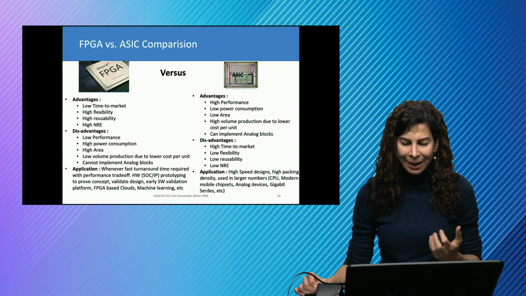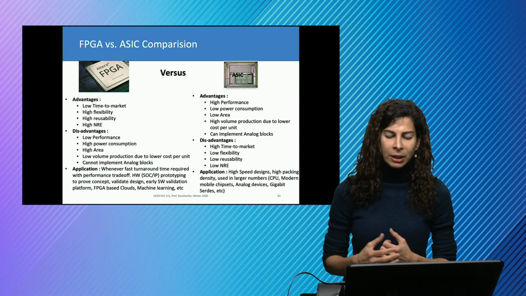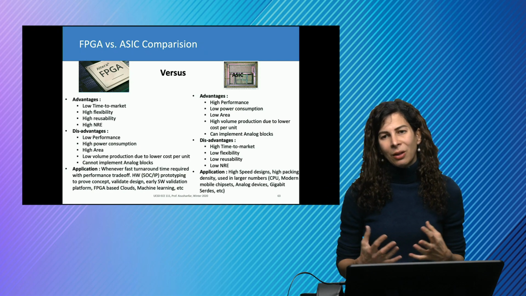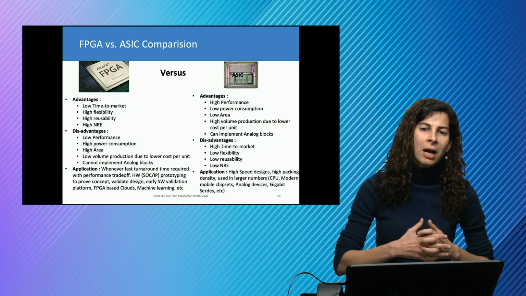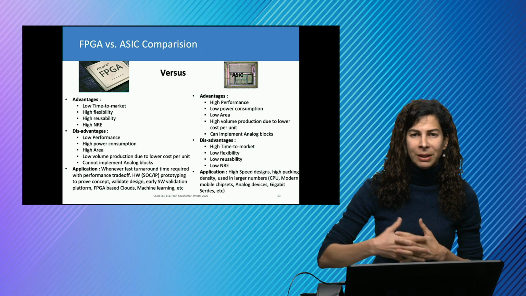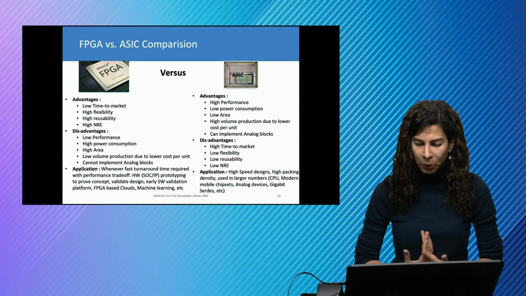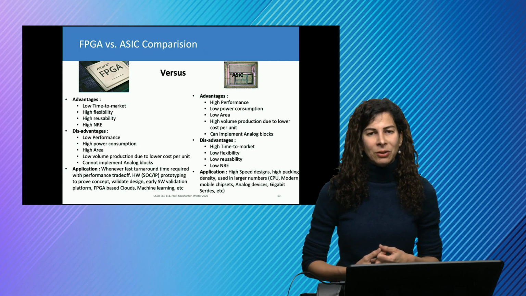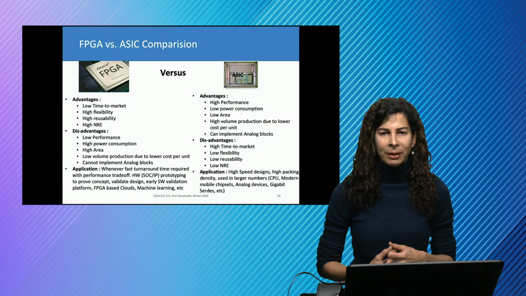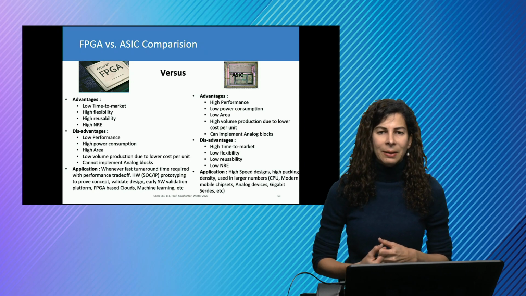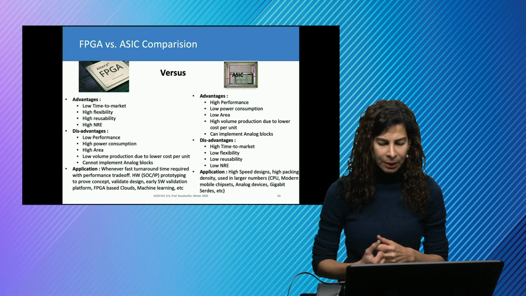For ASICs, high volume production is where it has a lower cost per unit. Then it makes sense to make the mask or pay upfront because of that economy of scale for the mask. It has higher performance, lower power, lower area, but of course the disadvantage of ASIC is the non-flexibility, higher time to market, and the non-recurring engineering cost that is happening here.